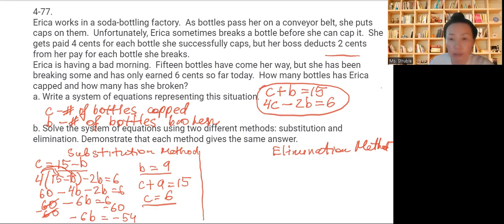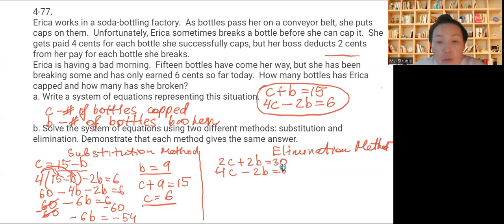Now let's look at the elimination method. We use the elimination method to eliminate one of the variables, right? So we can multiply the first equation by 2, which will then be 2C plus 2B equals 15 times 2, which is 30. And now we're going to write the second equation, 4C minus 2B equals 66.